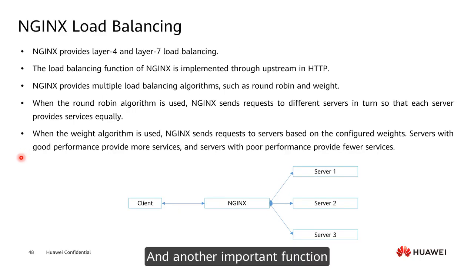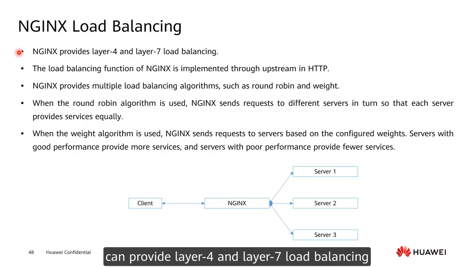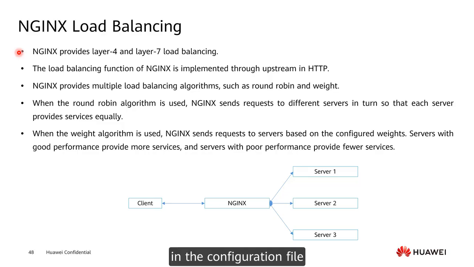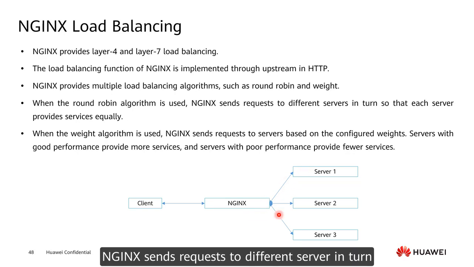And another important function is load balancing. Nginx can provide Layer 4 and Layer 7 load balancing. This function is implemented by the upstream configuration module in the configuration file. When used as a load balancer, Nginx can distribute incoming requests from the front end to the back end using various load balancing algorithms. For example, when the round robin algorithm is used, Nginx sends requests to different servers in turn so that each server provides services equally.